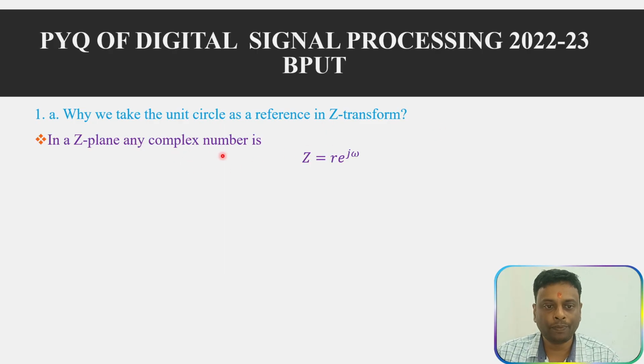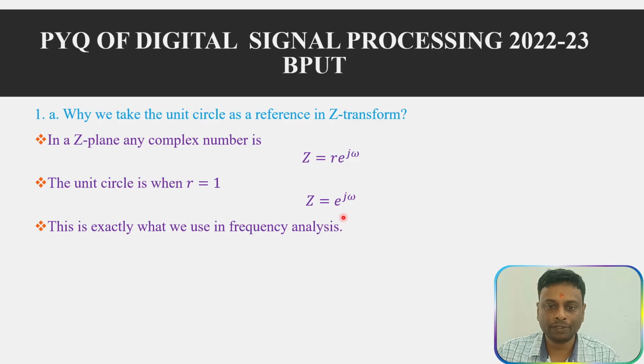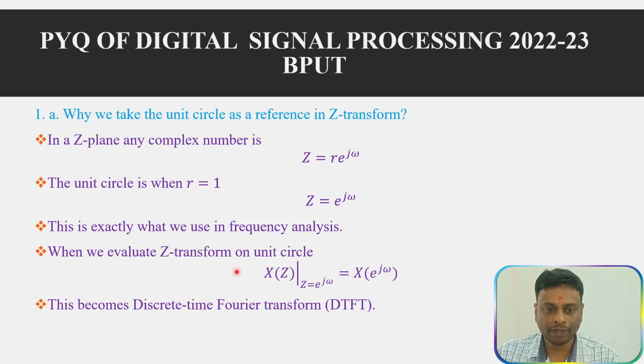In the Z plane, any complex number is represented as Z equal to R times e to the power of j omega, where R is the radius of the circle. For the unit circle, R becomes 1, so we have Z equal to e to the power of j omega. This is exactly the frequency analysis of discrete time signals. When we evaluate the Z transform on the unit circle, it becomes X of e to the power of j omega, which is the discrete time Fourier transform, or DTFT.